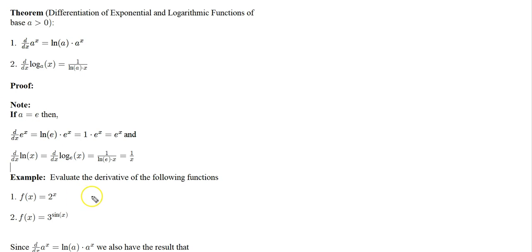So let's take a look at this example down here. Let's evaluate the derivative of these two functions. First of all, 2 to the x. Following our formula right here, that's simply going to be the natural log of 2 times 2 to the x. And there you go, it's as simple as that.